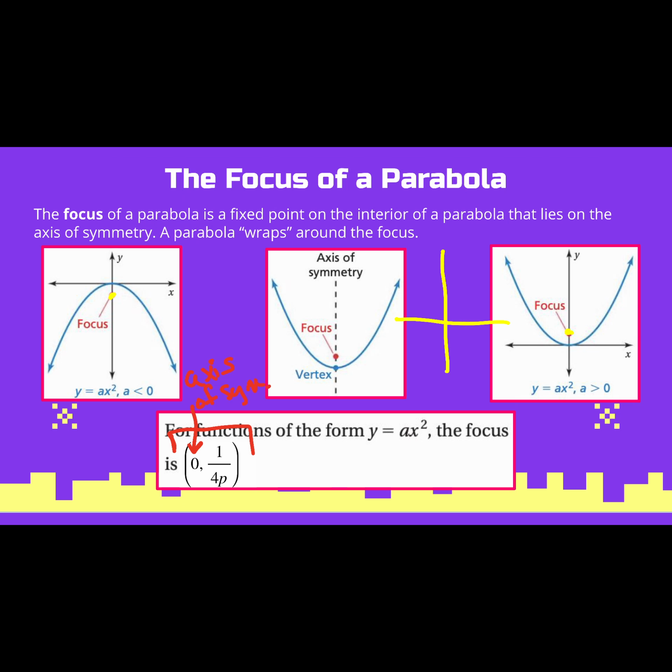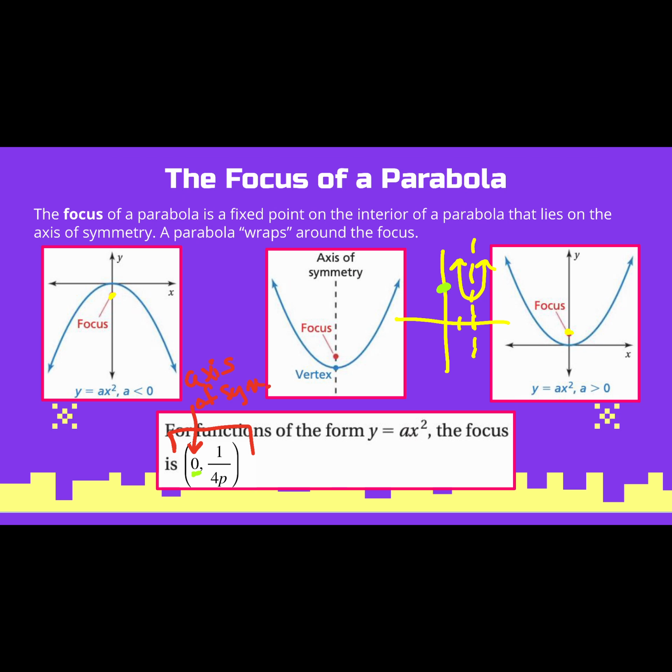Because if we had a parabola that looked like this, and our axis of symmetry, say, was at x equals 2, it would break all our rules if our focus was over here, right? Focus has to be on the axis of symmetry. So make sure you make the note that we put 0 in the formula version, but that 0 would be our axis of symmetry. Now, 1 over 4 times p.